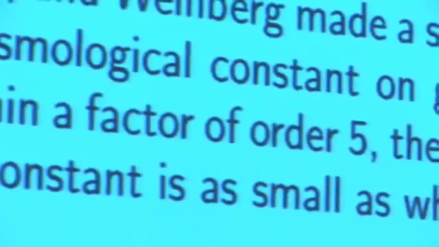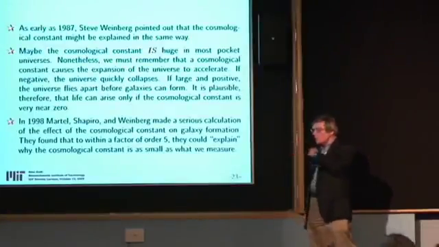In 1998, Steve teamed with Martel and Shapiro to do a more serious calculation of galaxy formation in universes with different values of the vacuum energy. And they concluded that within a factor of maybe 5 or so, they could explain why the cosmological constant is as small as what we measure. So this is the anthropic explanation of the cosmological constant, or the dark energy.